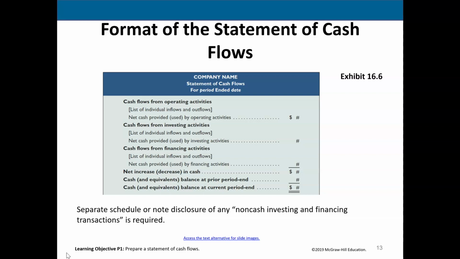You will take the balance from the prior period and subtract that, and you should end up with the balance of the previous period. And this is called proving cash.